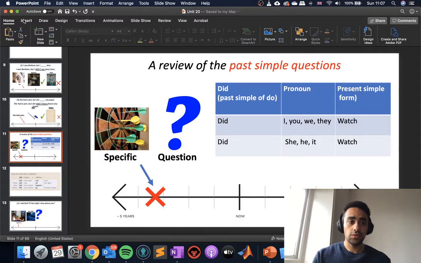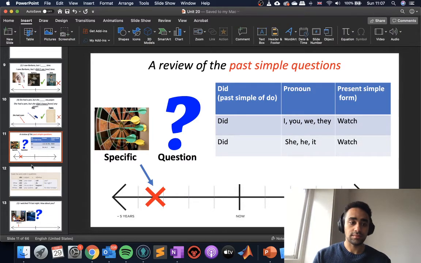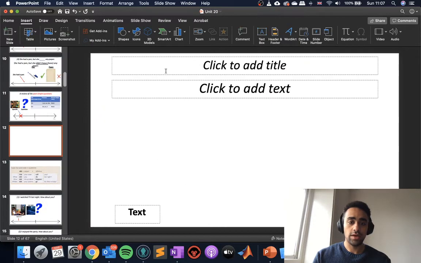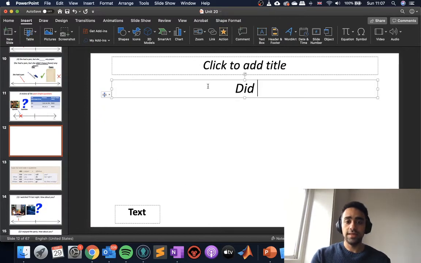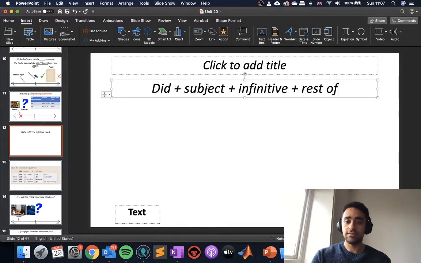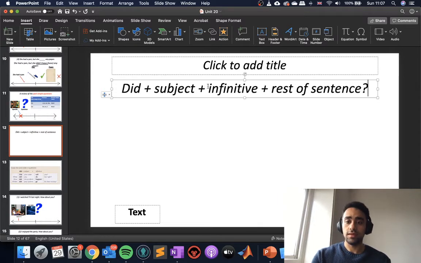So it will be, if we want to ask a question, did plus subject plus infinitive and then the rest of the sentence. Basically, these are what we call yes or no questions. So the answer to "Did you open the window?" will be "Yes, I opened the window," or "No, I didn't open the window."